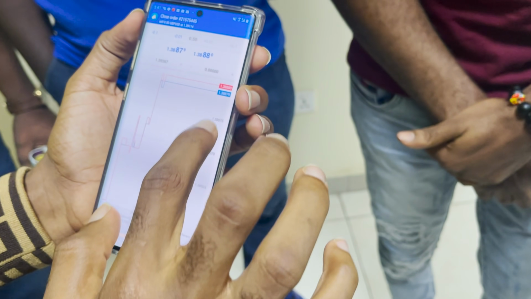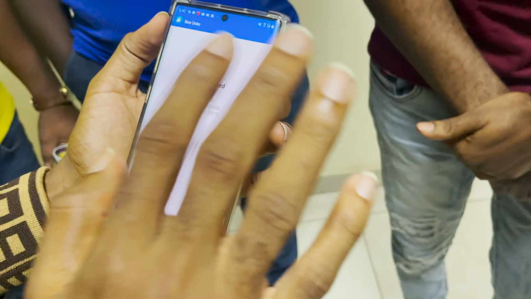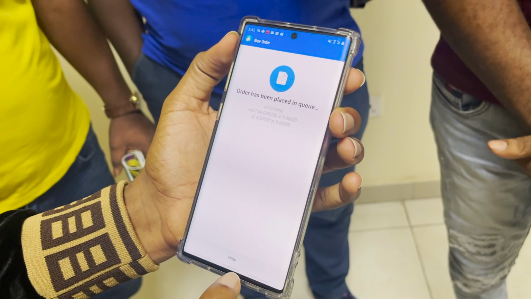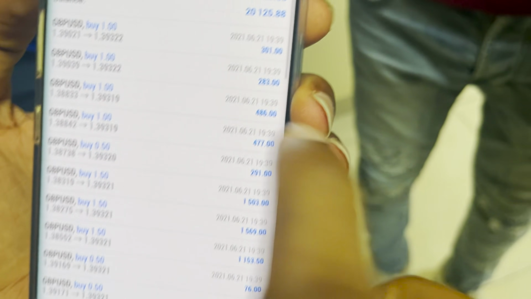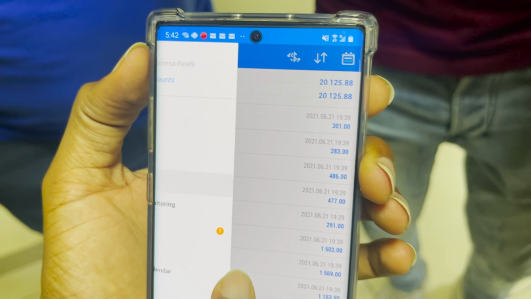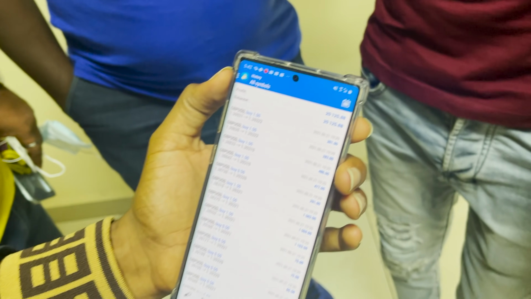Where did you start that account from? This account, 68,000, and in four tradings, it's currently about 105 now. So far this week we have made 20,000. It's a real account. So 20,000 this week.